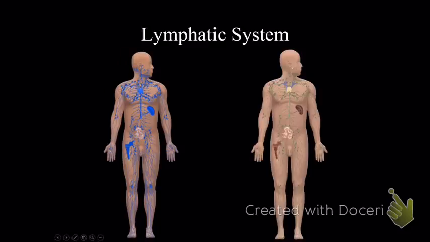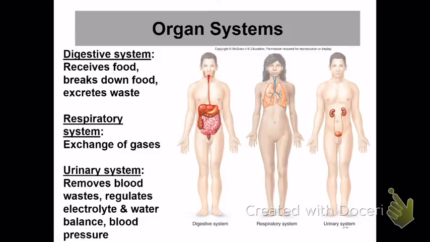The lymphatic system, you probably would say this is the immune system, right? This is immunity. So lymphatic system helps you fight infection. So lymphatic, immunity. Okay, urinary is what I have next.